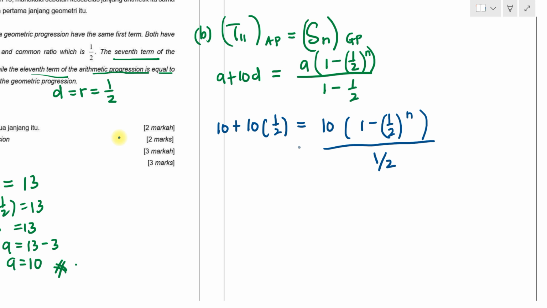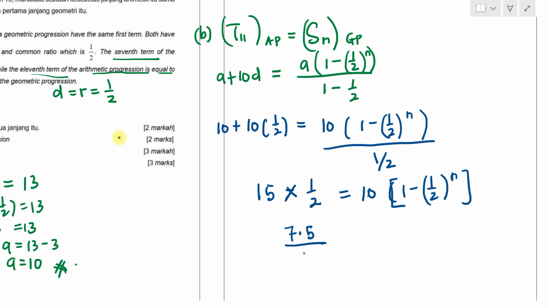Let's solve for n. Since n is in the power, most probably it will end with logs or indices. So 10 plus 10 times half is 15. 15 multiplied by 1 over 2 is equal to 10 times 1 minus half to the power n. Now bring the 10 to the other side. Before that, 15 times half is 7.5. Divide by 10, equals 1 minus 1 over 2 to the n.